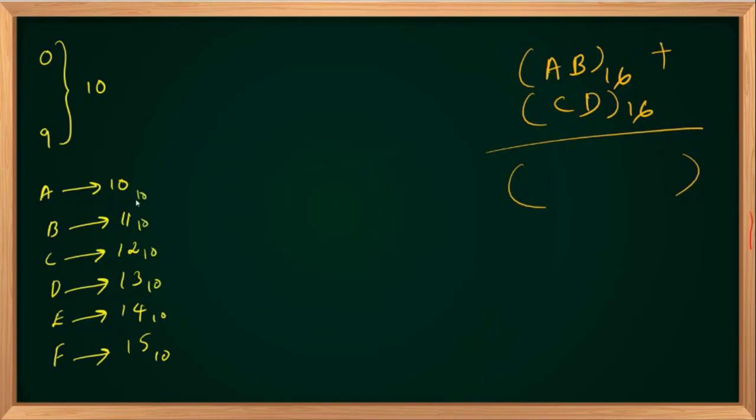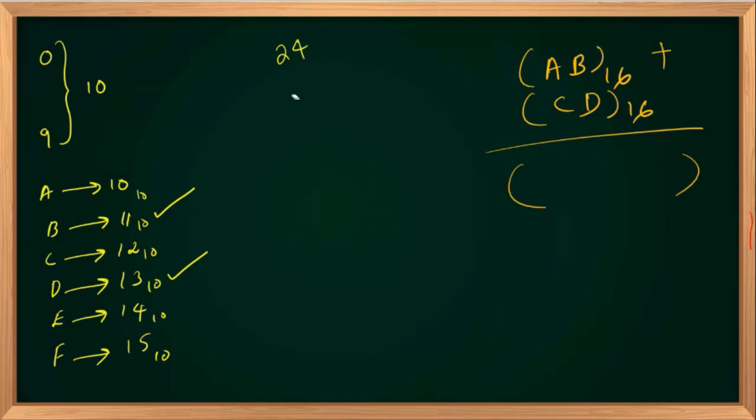Right, very good. Anjan answered 178, George 178, Arvind 178, right, very good. So the first addition is B plus D, right? B corresponds to 11, D corresponds to 13. So B plus D is 24. I cannot write 24 here because I don't have a symbol corresponding to 24 decimal in hexadecimal.